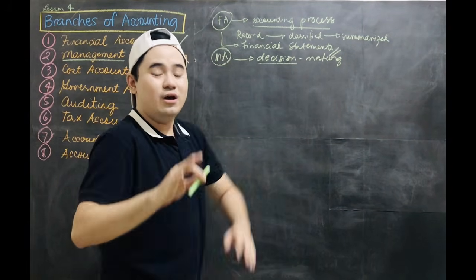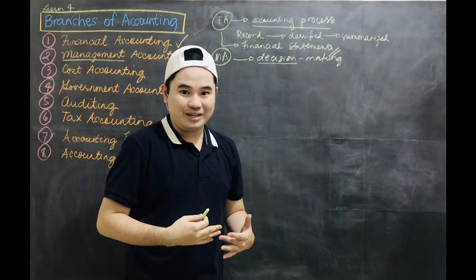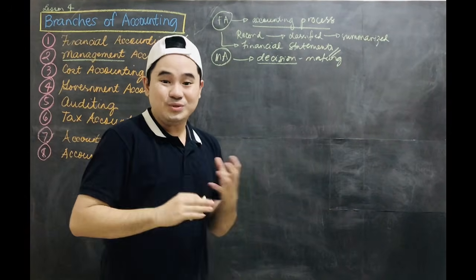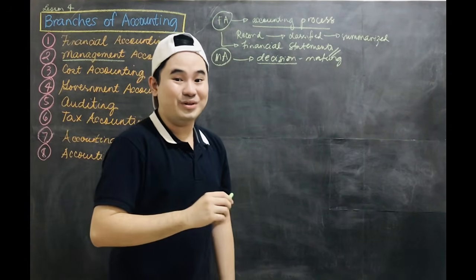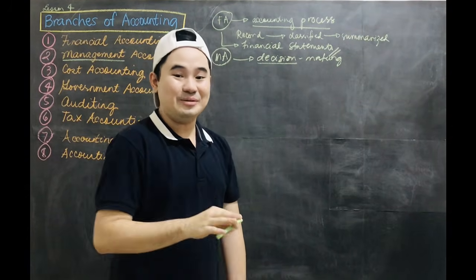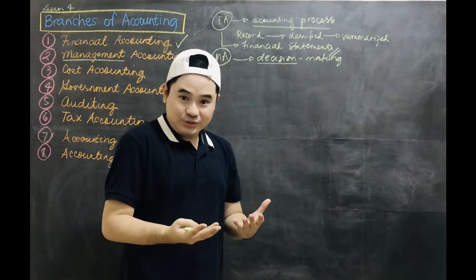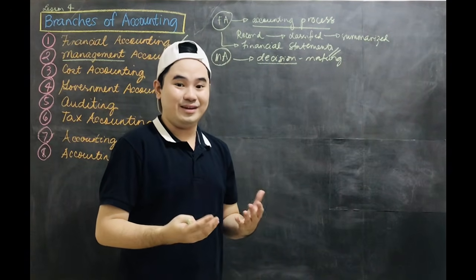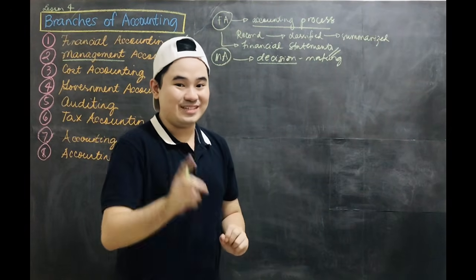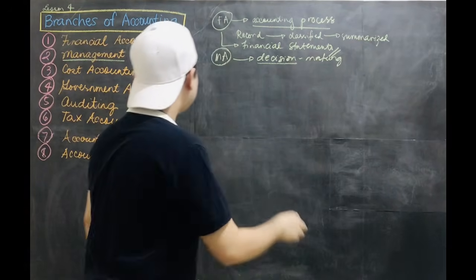Now, for us to understand better the difference between financial accounting and management accounting, let me give you an example using the income statement formula that I discussed with you in lesson 3. Remember, the income statement is anything that the company earned minus anything that the company spent. So that's revenue minus expenses, which is net income or net loss. Okay, so let's try that.